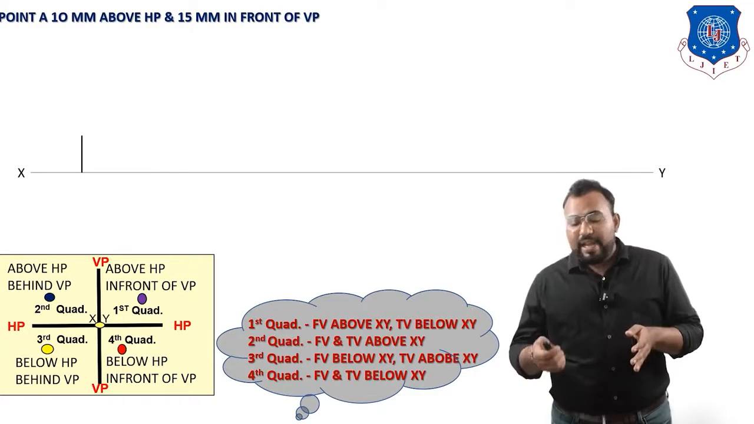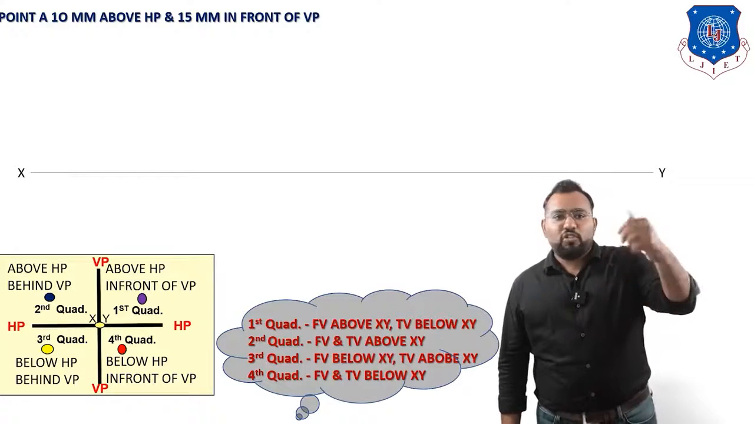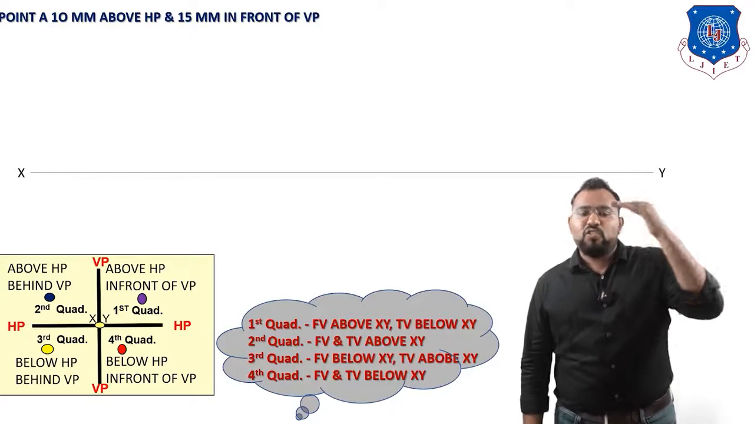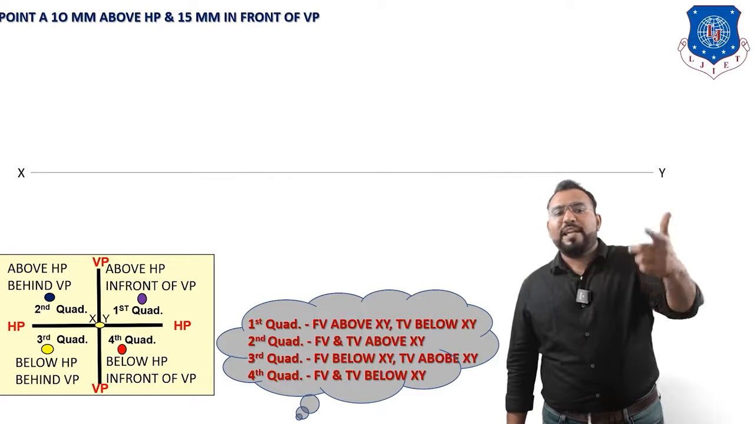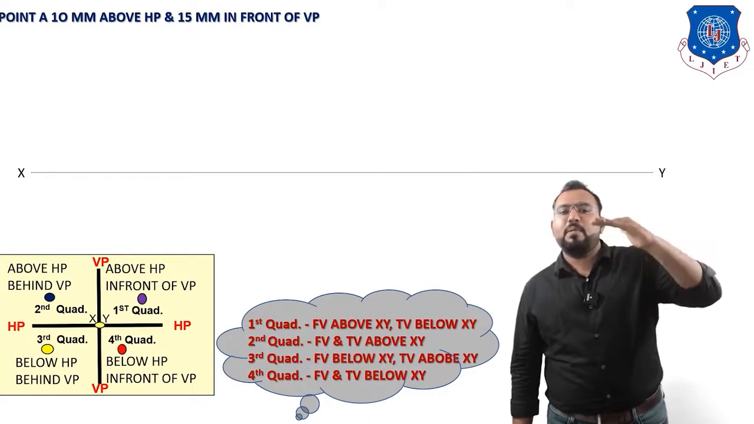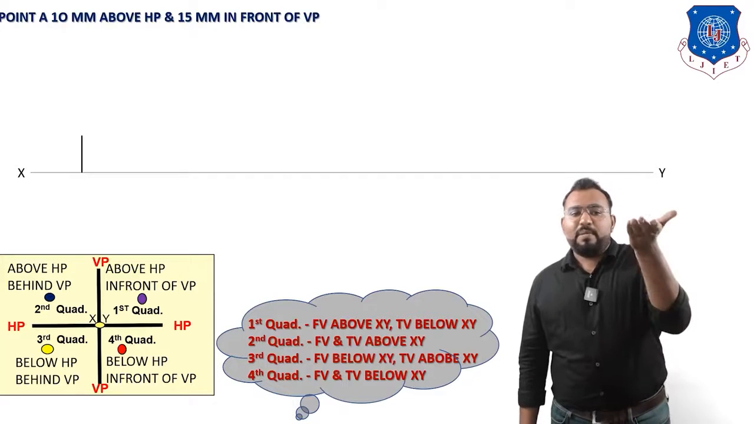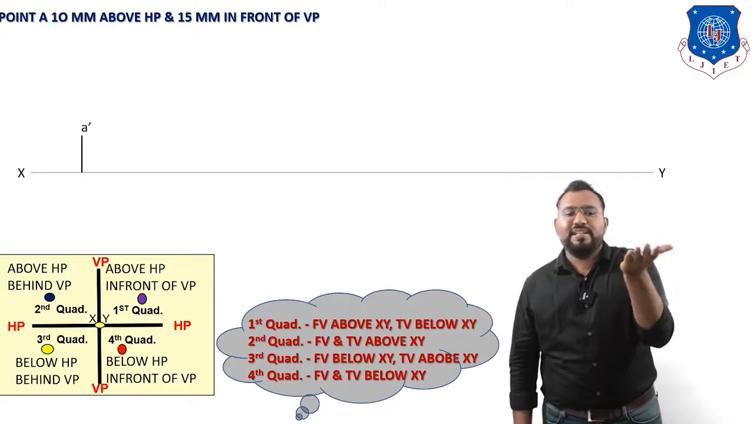So what I have done, again I am going to repeat this. Here it is 10 mm above HP. That means he's talking about the front view, and I got to know that in the first quadrant the front view is above the XY line. So I have to draw a front view above the XY line. So here point A is 10 mm above HP. That means the front view is going to be 10 mm above the XY line. So first I have to draw a front view which is 10 mm above the XY line and call it A dash, because we know that the notation of front view is dash. So it is A dash.